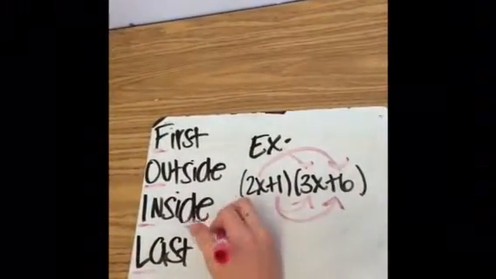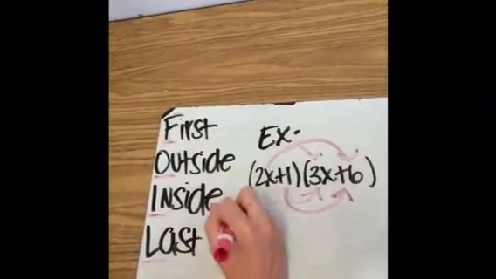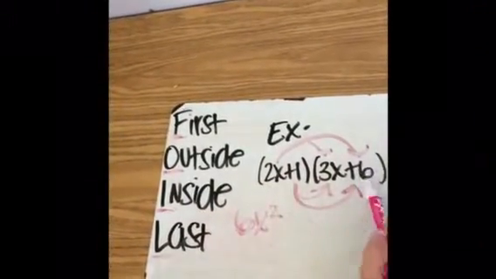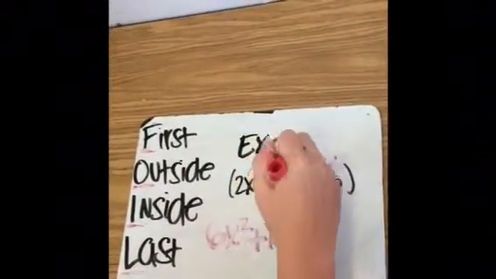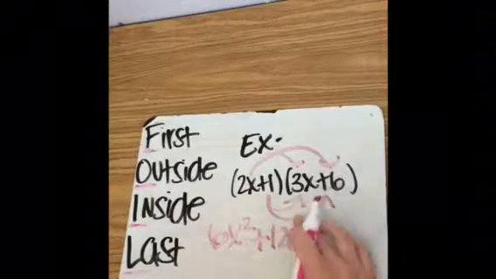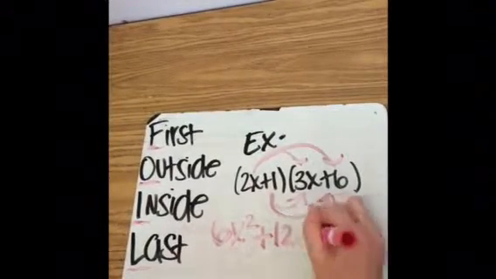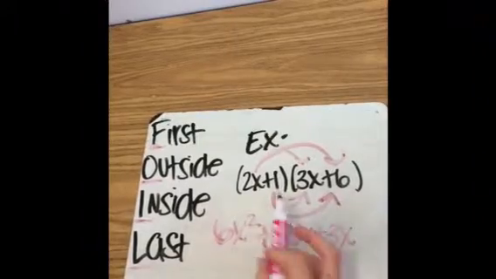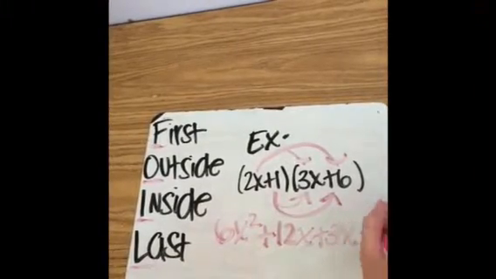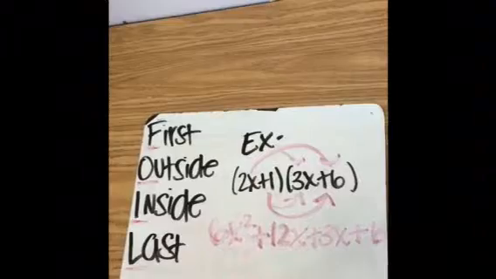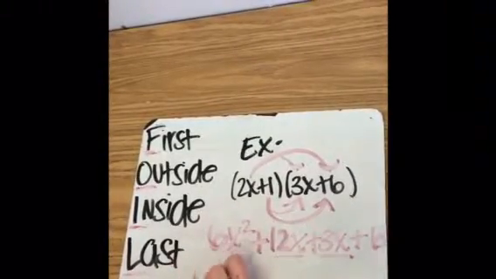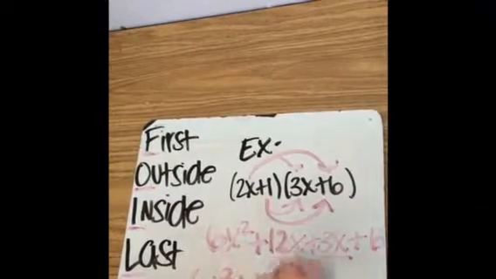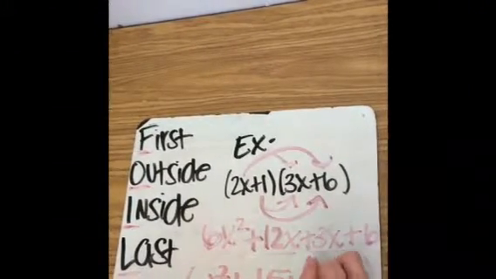2x times 3x is 6x squared. 2x times 6 is 12x. 1 times 3x is 3x. And then 1 times 6 is 6. Then you just combine like terms. Since there's two x terms, you will combine those. So it would be 6x squared plus 15x plus 6. This is your final answer.